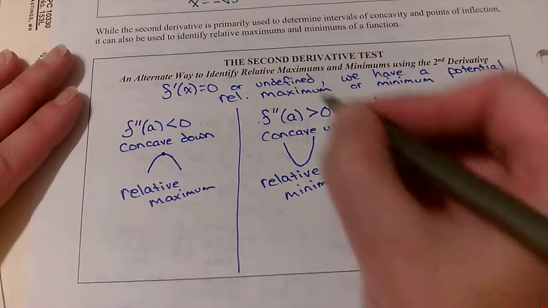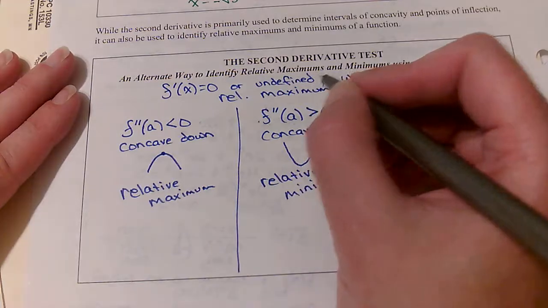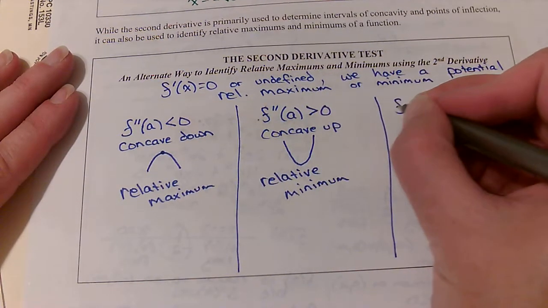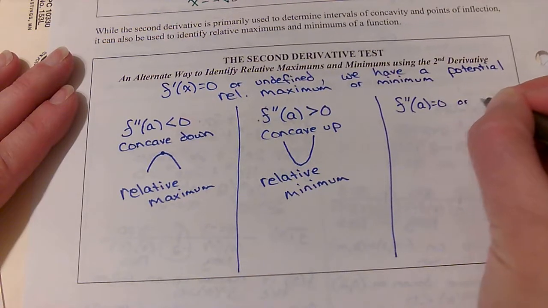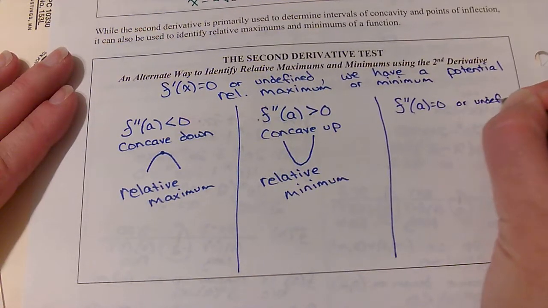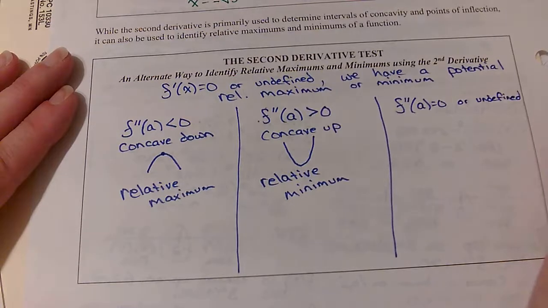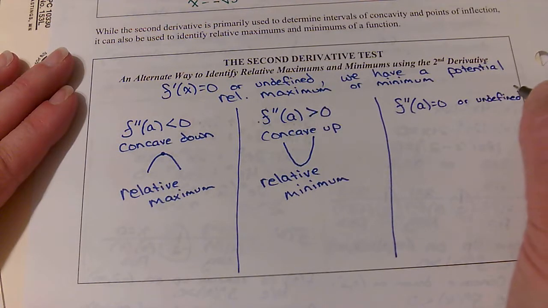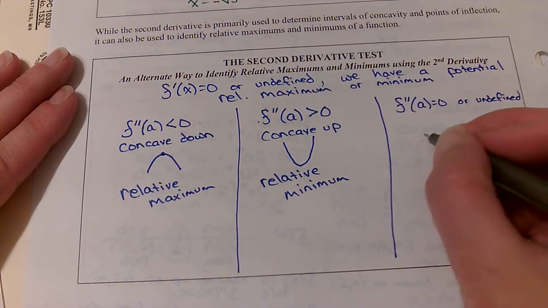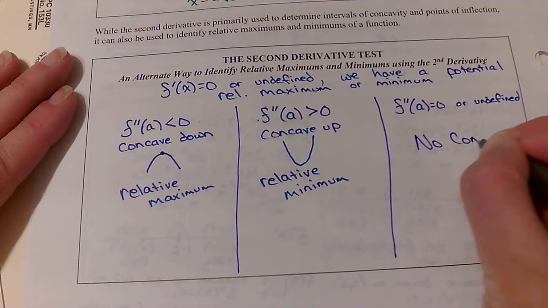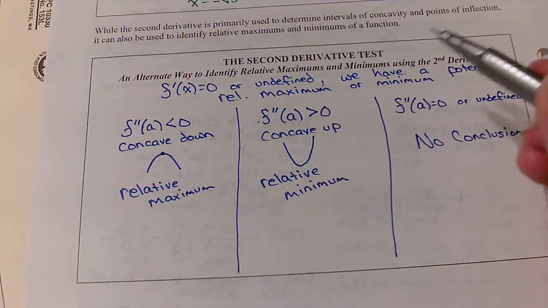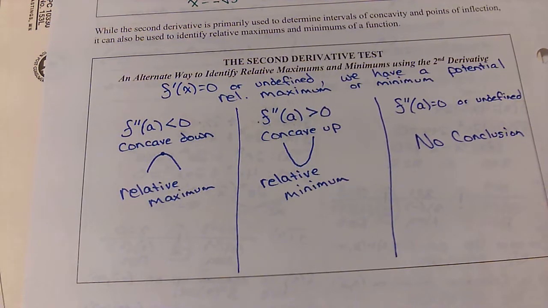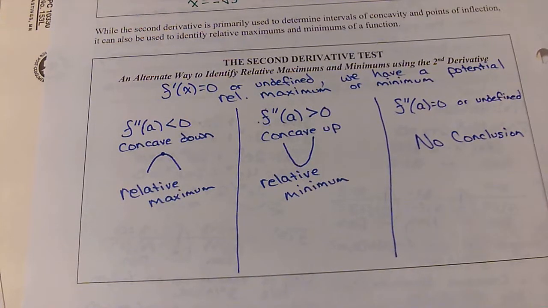What if first derivative is 0 or undefined, and then the second derivative is 0 or undefined? Can you make a conclusion? No, no conclusion. That's not enough to know anything. If both of them are 0, I don't know what's going on there. Could be just a point of inflection. I don't know enough.